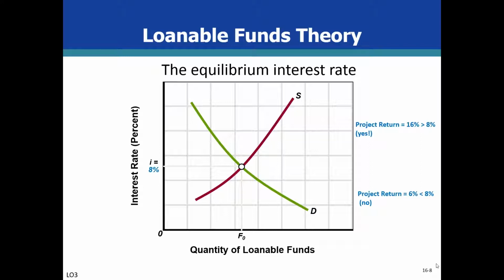As I state on the right of this particular graph, project return is 16% or above 8%, they're going to go and do those projects. If it's below, somebody's not going to borrow money at 8% and get a project approved at 6% return. They'll just lose money. And so you can see how the demand and supply factors influence the equilibrium interest rate and how much demand for loanable funds and supply of loanable funds is made.